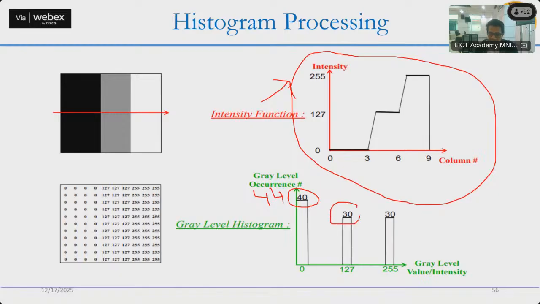Here it is 33. Here also it is 33. What is the size of this image? Because here it is 11 rows and 10 columns, so it is 110. If you add up 44 plus 33, it is 77, plus 33, it is 110. So it is absolutely fine. This is the change.